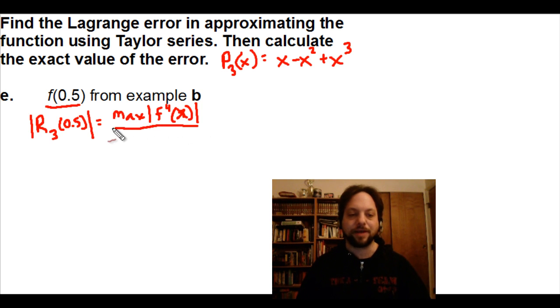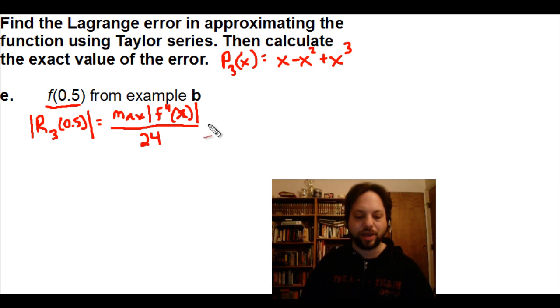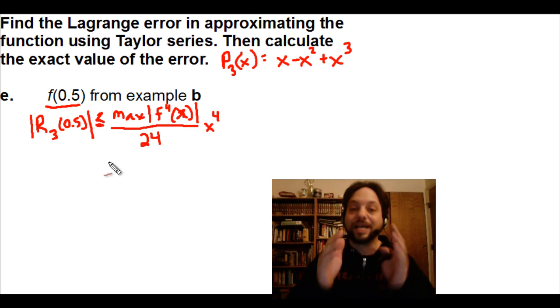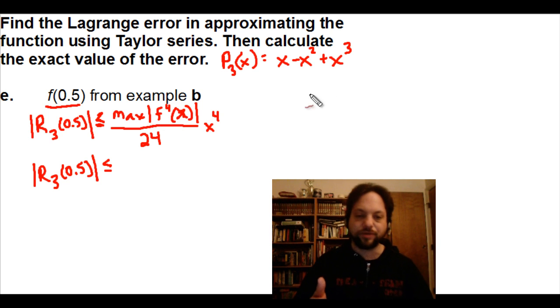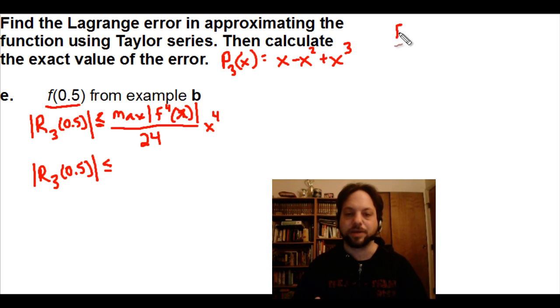We're going to divide that by 4 factorial, which I'm just going to write 24, and then we'll have x to the 4th power, which of course I can stick 0.5 in there and get that. But if I do a little bit of work here, our remainder is going to be less than or equal to that. This is a bound after all. It's not going to be exactly correct. But if we go ahead and do that, so my remainder, or Lagrange error bound here, well, what is our fourth derivative here?